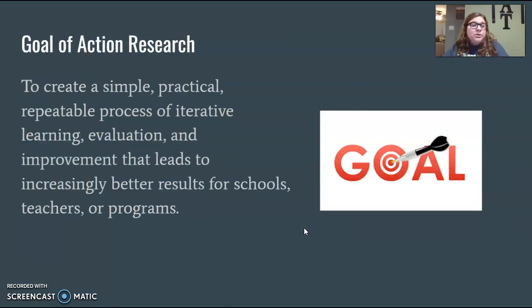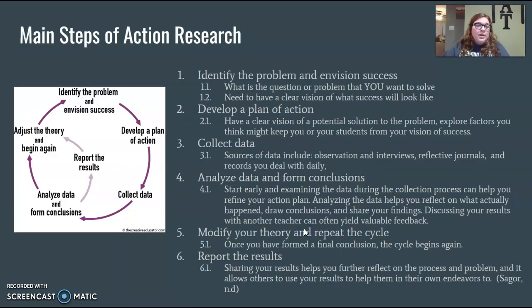The goal of action research is to create a simple, practical, repeatable process of iterative learning, evaluation, and improvement that leads to increasingly better results for the school, teacher, and the program. The main steps of action research. Your first step is to identify your problem and what is a possible solution to it. You need to understand where you're at and where you want to go before you even get started. Once you know that, you get to go to step 2, which is develop a plan of action. What do you think you want to do?